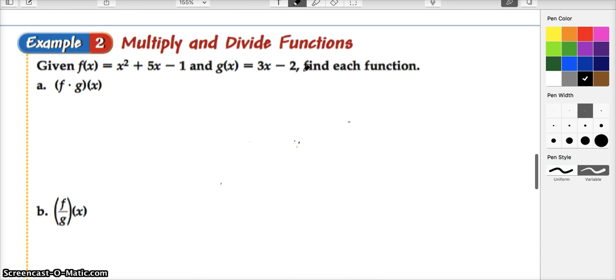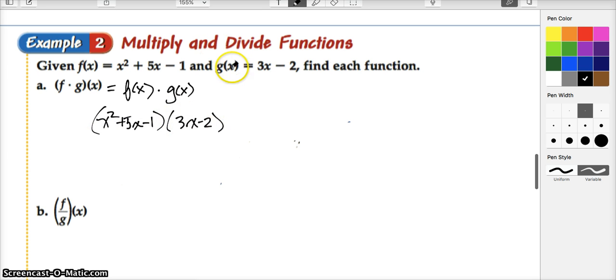All right, so we are creating new functions by taking two functions and performing operations on them. So another pair of operations that we can perform is multiplication and division, as you see here. So just like you suspect, f times g of x, not to be confused with the composite function, the f of g of x and the g of f of x business, but this really does mean multiplication. So we're going to take f of x and multiply that by g of x. Here f of x is x squared plus 5x minus 1, and g of x is 3x minus 2.